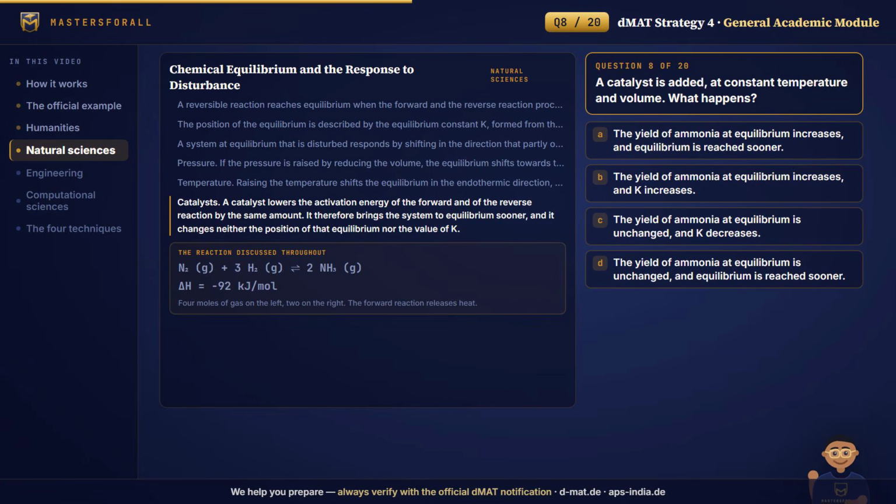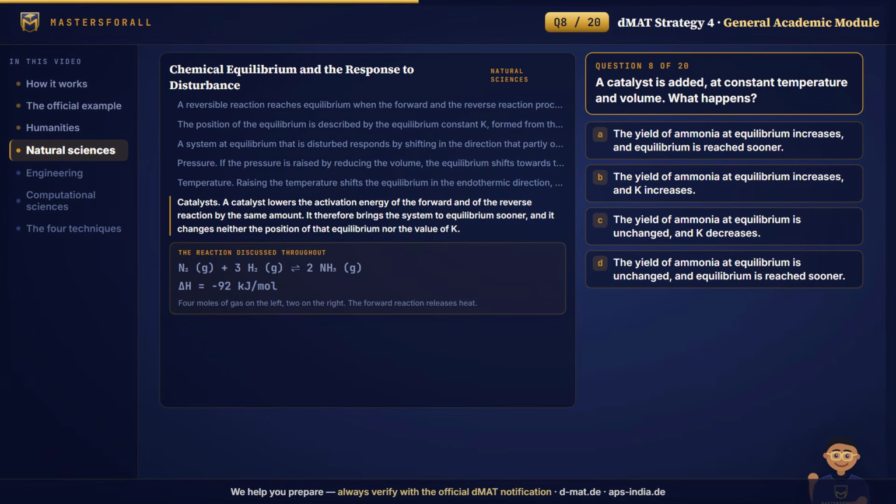Question 3. A catalyst is added at constant temperature and volume. A. Yield increases, equilibrium sooner. B. Yield increases, K increases. C. Yield unchanged, K decreases. D. Yield unchanged, equilibrium sooner.